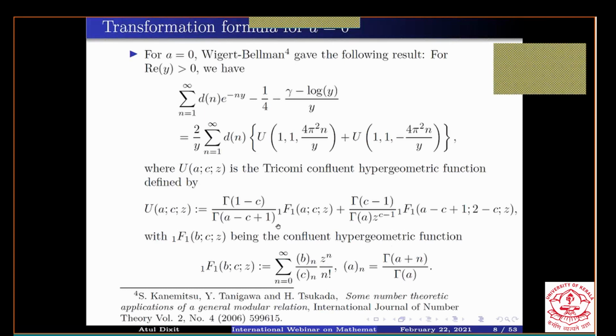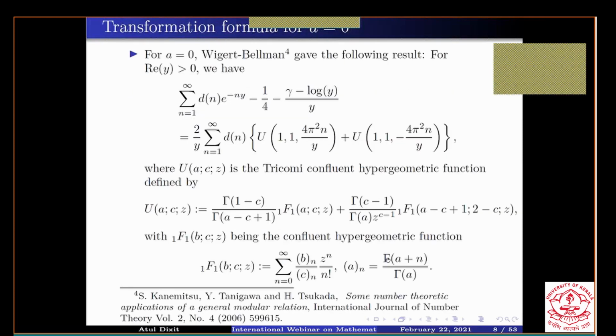This U is expressed as some sort of combination of the confluent hypergeometric function 1F1, which is defined in this way: summation n equal to 0 to infinity, b sub n over c sub n, z raised to n over n factorial. What is this b sub n? This is the shifted factorial, or the Pochhammer symbol. So a sub n, for example, is defined as gamma of a plus n over gamma of a, gamma being the Euler gamma function.